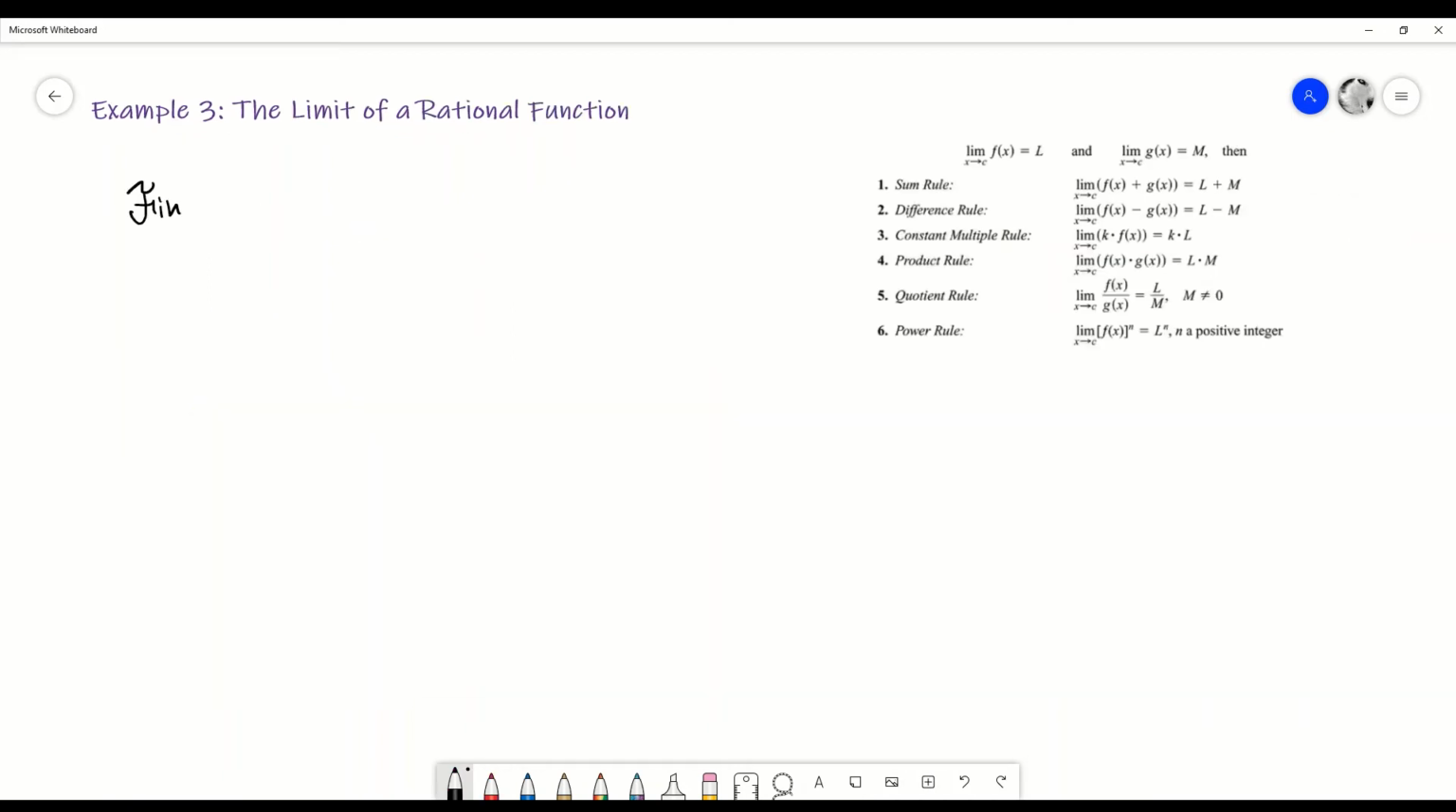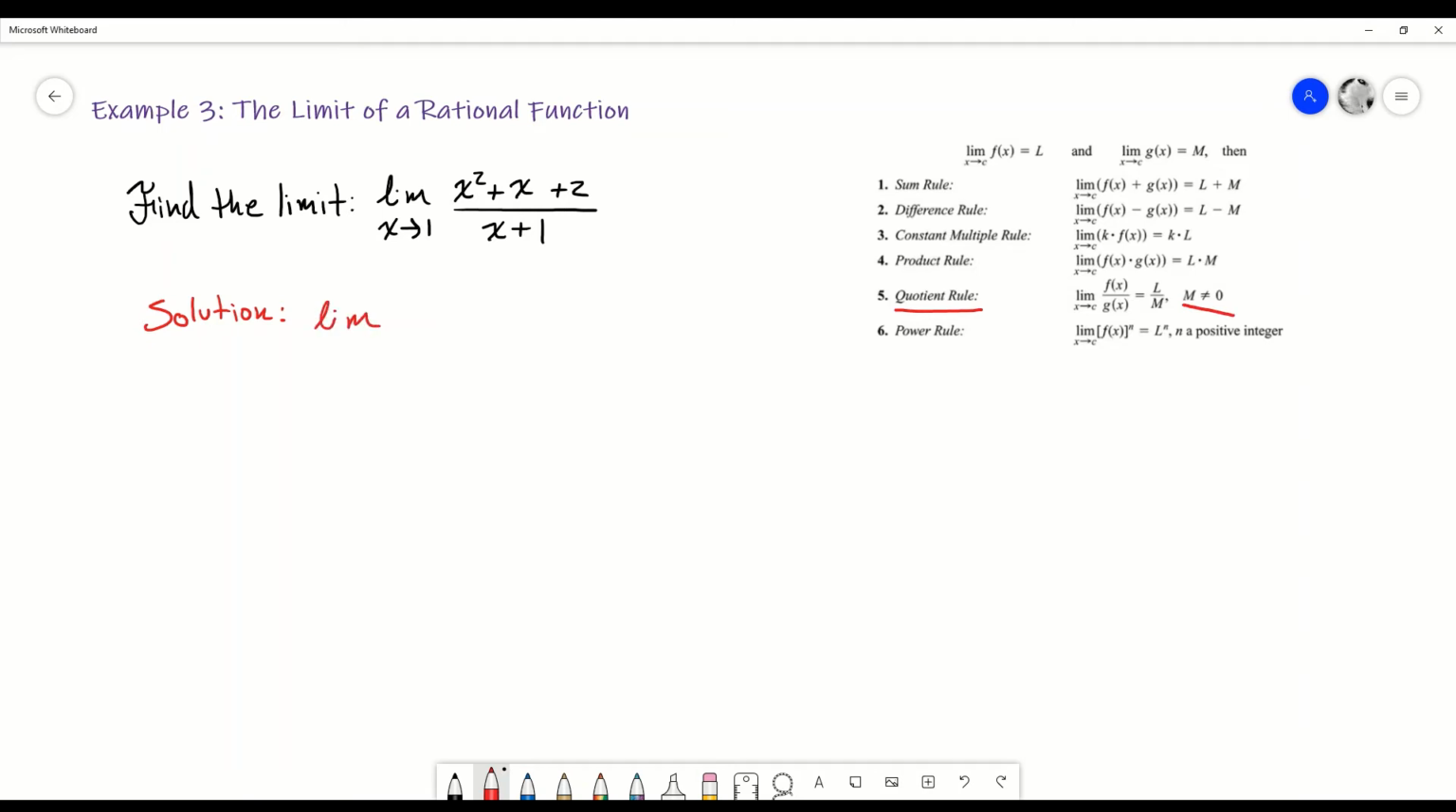Now we're going to look at something similar. What is the limit of a rational function? So I want to find the limit as x approaches 1 of x squared plus x plus 2 divided by x plus 1. So my solution is going to look like this. I'm going to use the quotient rule. The limit as x approaches 1 of x squared plus x plus 2 over x plus 1. I have a polynomial in the numerator and a polynomial in the denominator. So I can go ahead and do direct substitution. Anywhere I see an x, I'm going to put in the number 1.